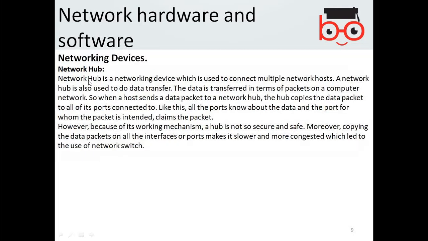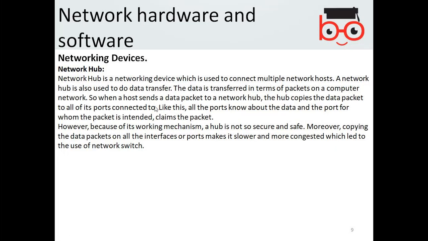Now we start with the device which is called the hub. A network hub is a networking device which is used to connect multiple network hosts. Multiple network hosts means multiple computers. When you say your laptop is connected, it means it is your host. When you say a printer is connected with the network, then it is a host.